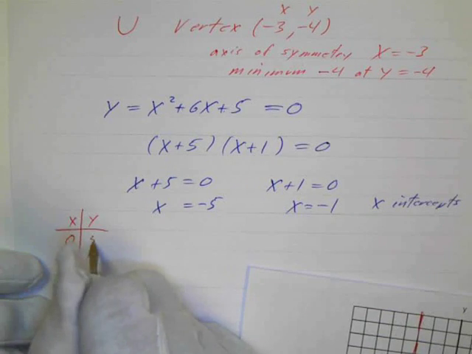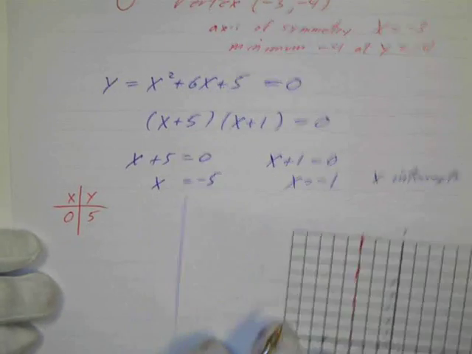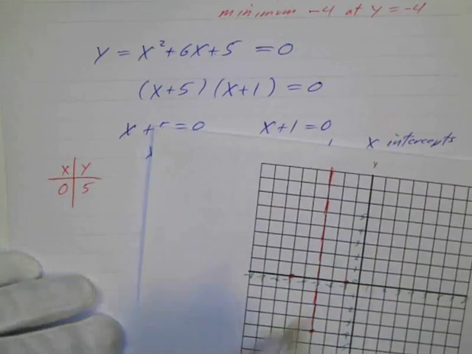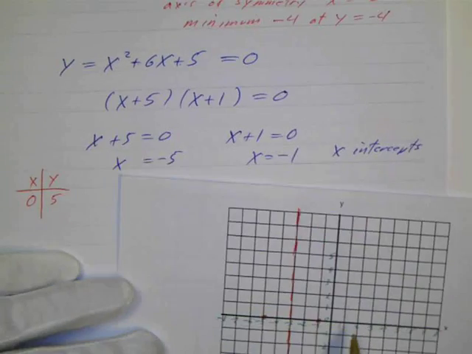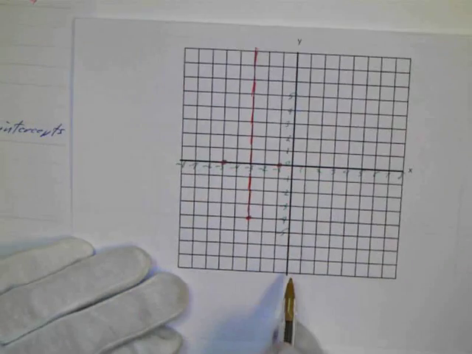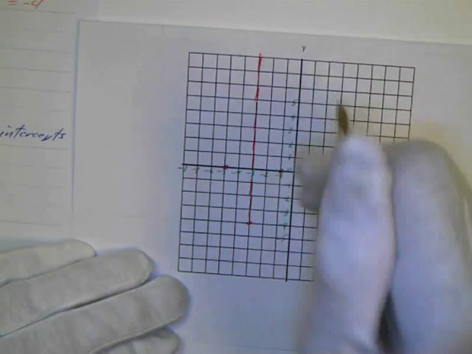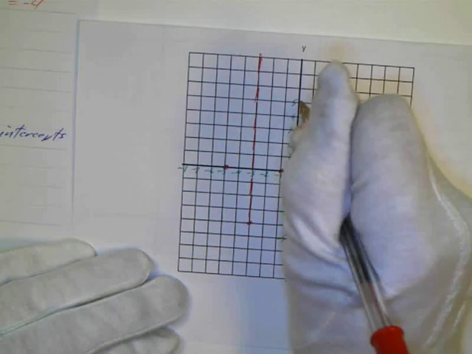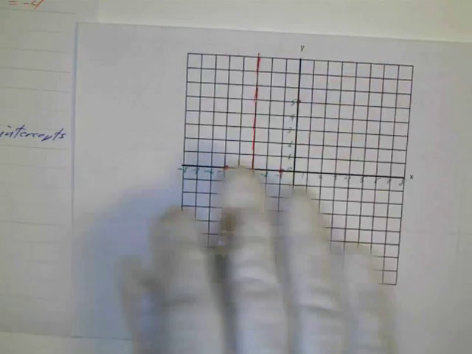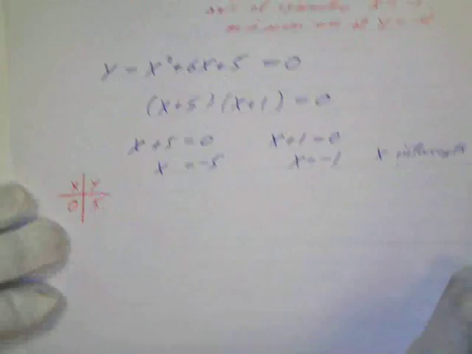So that's how we find the y-intercept. That's where it crosses the y-axis when x is 0. You see x is 0 here, so we can put that in. X is 0, and y is 5. And this is what we call the y-intercept.